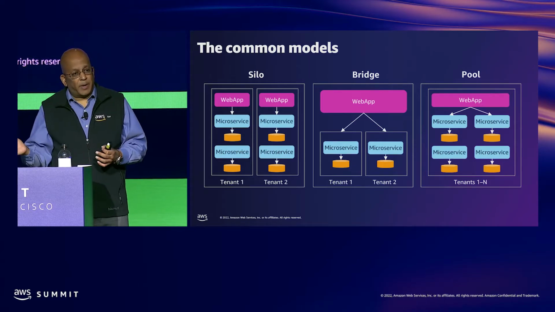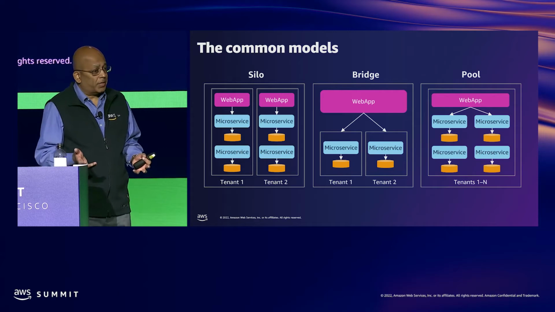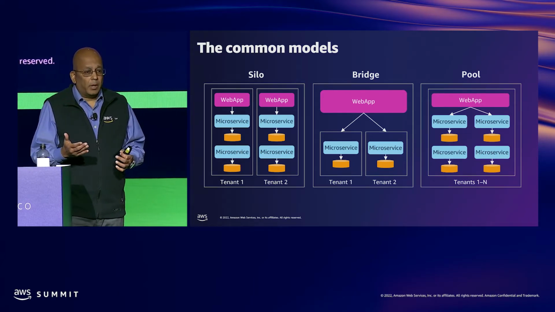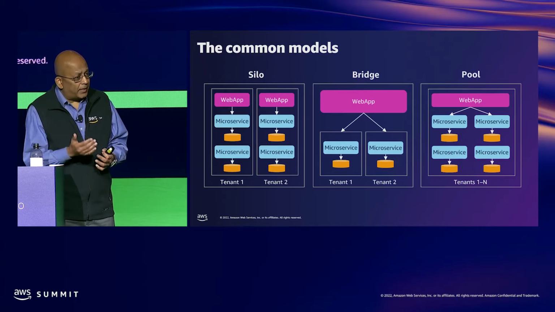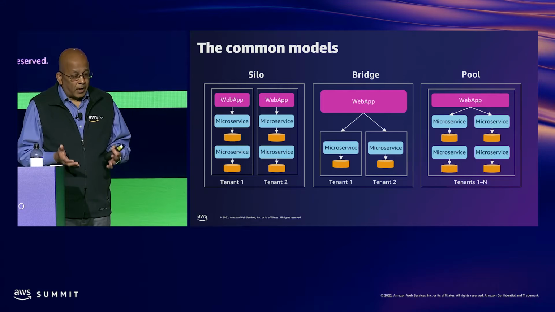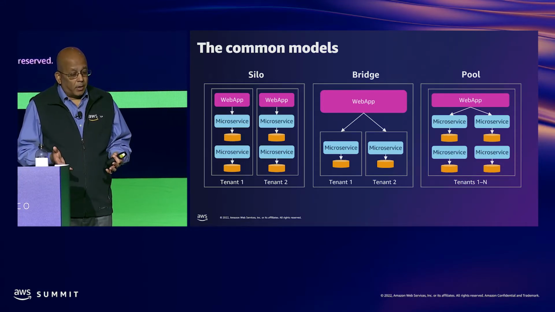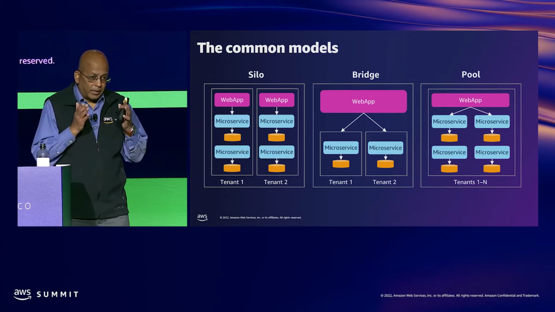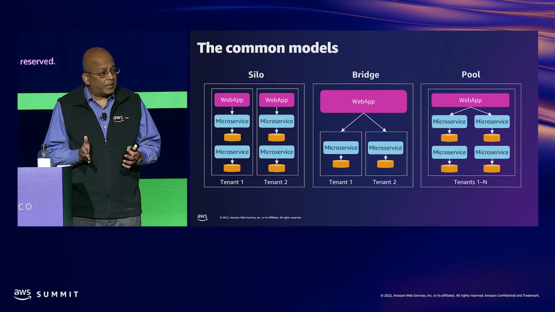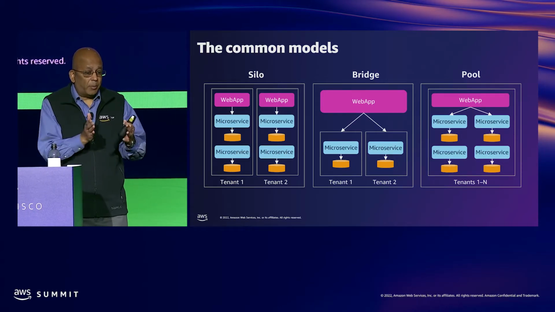On the other side of the spectrum is a pooled model. This is where all your resources are shared. The UI that your end customers interact with, the back-end services that this UI will be calling, as well as the data sources that are being used, are shared resources. It's very important to make sure that your design takes into account the isolation that you would require across these tenants, right? And then most likely you're going to end up in the middle.